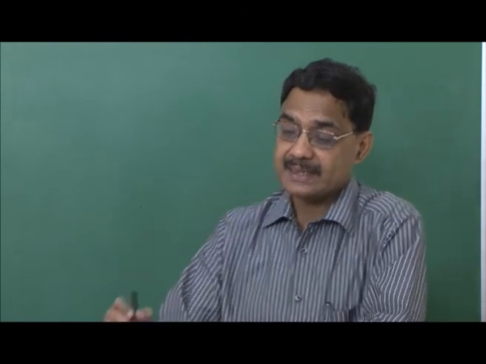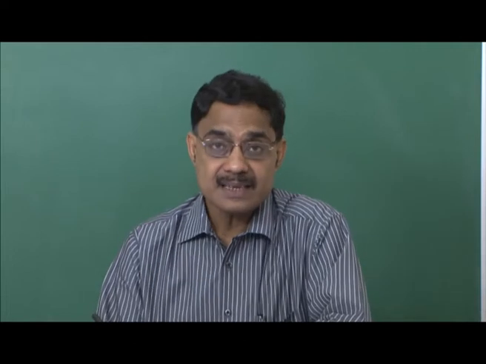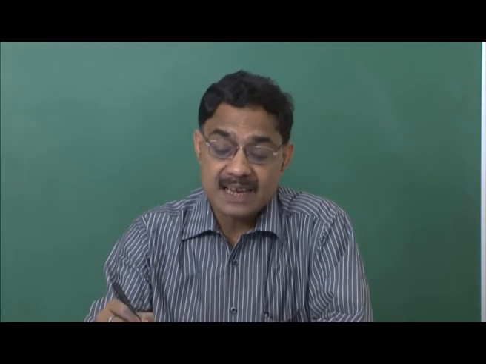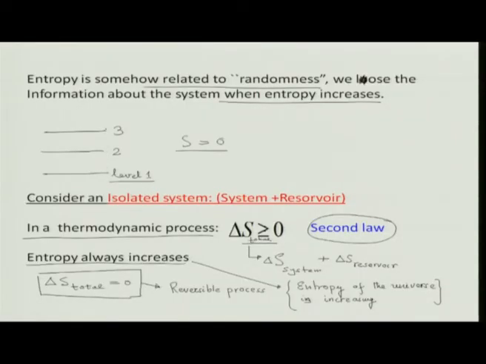So, two things in this slide I would like to summarize. Entropy increase means loss of information, as I have illustrated giving these three levels. If I know the system is in any one level with probability 1, entropy is 0. If it is distributed over different levels, entropy increases.